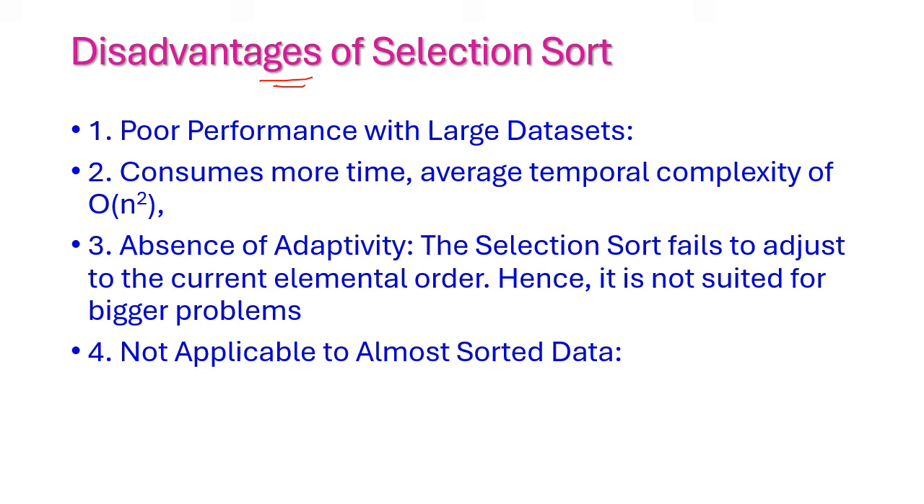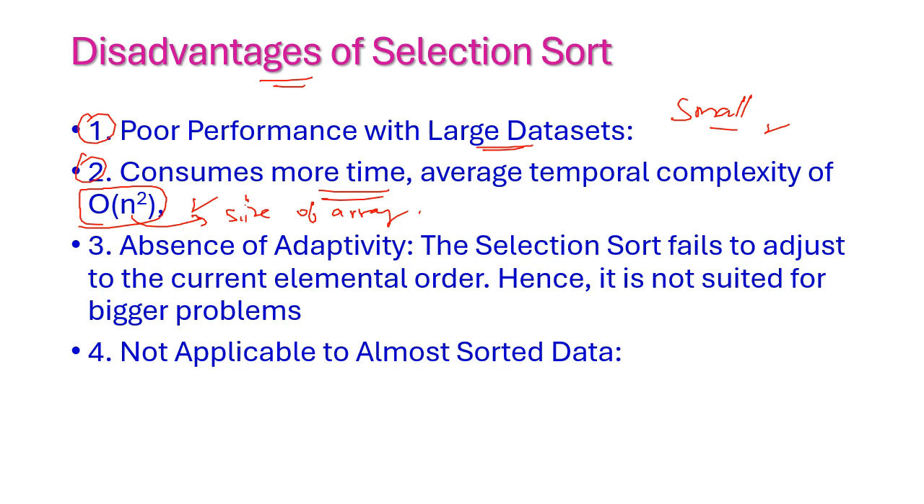And these are the disadvantages of selection sort. The first one is poor performance with larger data sets. That means it is suitable only for small size data sets, right? And the second one, it consumes more time. That is, the average time complexity is order of n squared. If the size of the array is increased, n being the size of the array, then it consumes more time. That is, n square time it will take to sort.